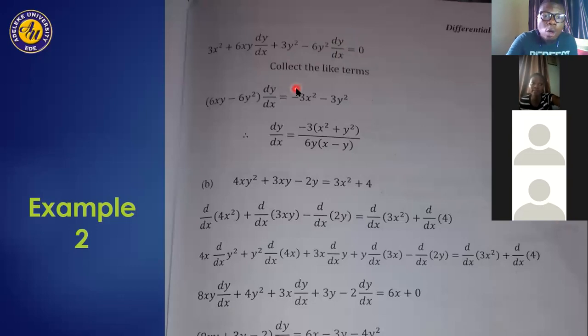Now, we collect the like terms. Let's bring the ones that won't have dy/dx together. That was how we got this. Then we brought the rest to this place. You know, 3x squared becomes minus, because it also comes minus. So you divide all through by this so that we can have dy/dx. Did you get that now? So that was how we got our final answer. Is it clear now?